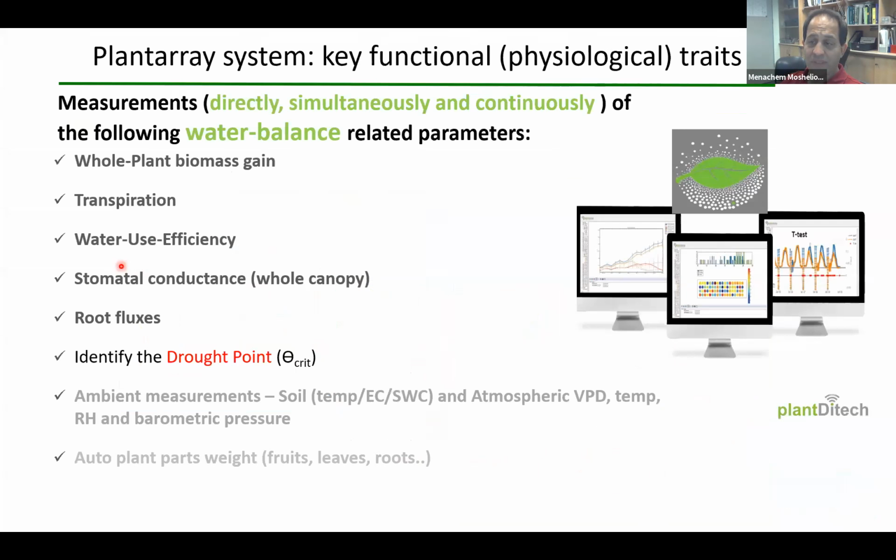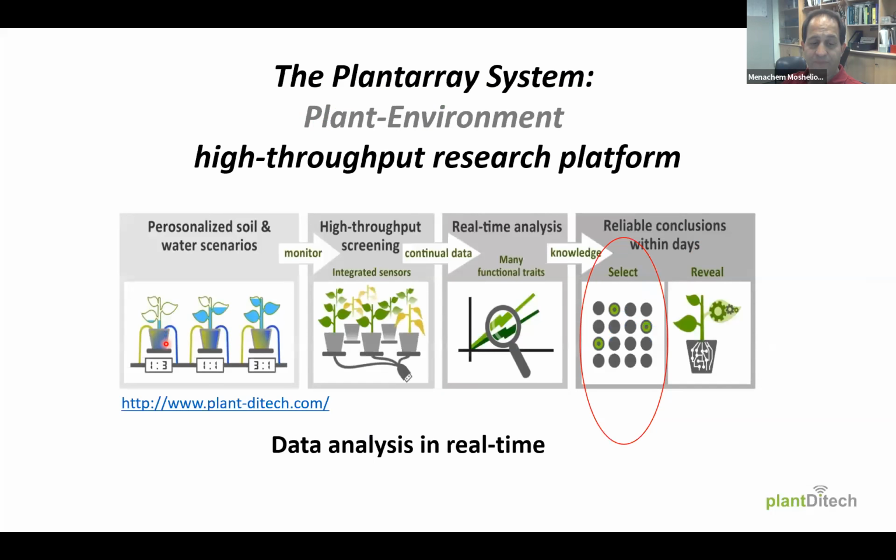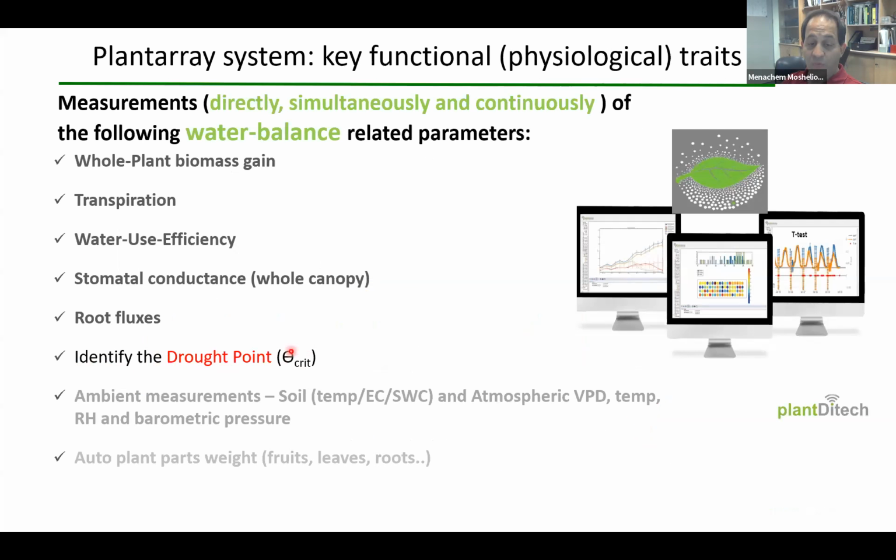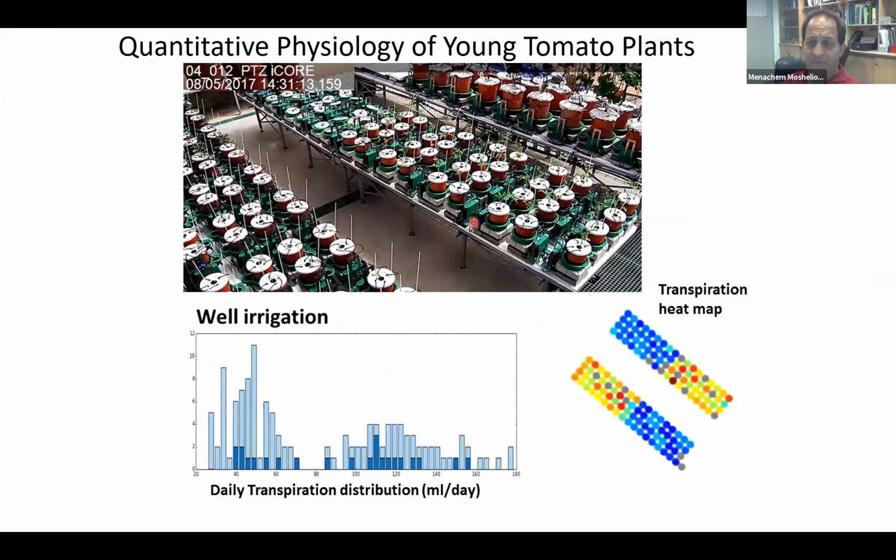What are the main measurements the system takes? We take the whole plant biomass gain, transpiration and transpiration rate. This can be every minute. We have the water use efficiency of your plants, stomatal conductance, root fluxes, drought point, and of course, all the other environmental parameters.